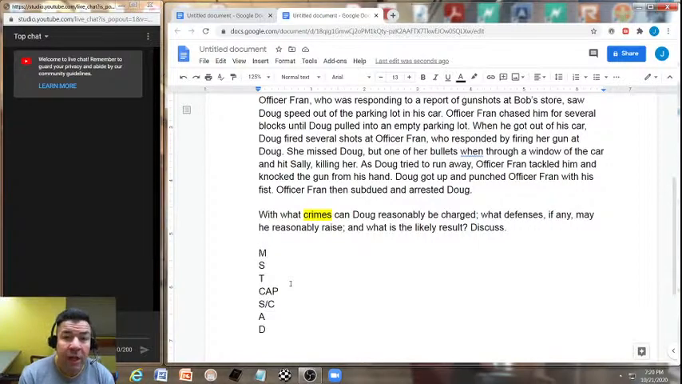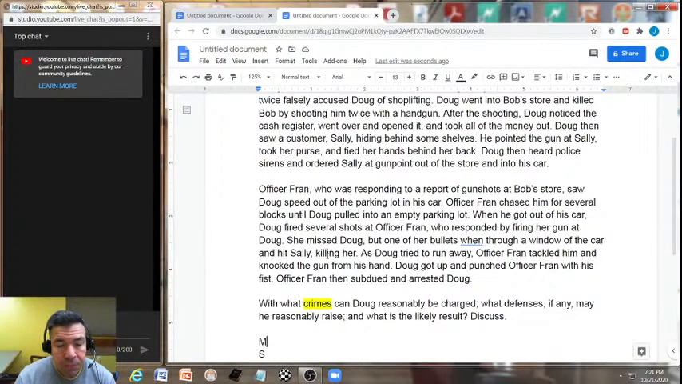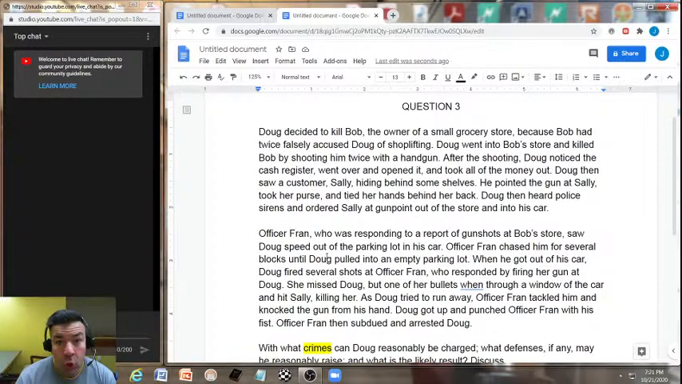And that's why when we're outlining pre-essay, we want to get our shopping list or our checklist down to minimal parts. M being for murder, S being for structure, T being for theft, CAP being for crimes against the person, S/C being for solicitation conspiracy, A being for attempted crimes, and D for defenses. Okay, with that being talked about, let's go up and read our question, which we will call the Q.